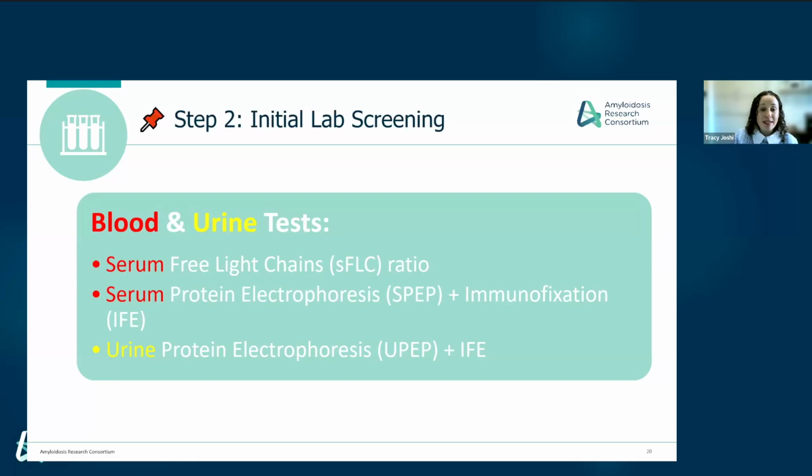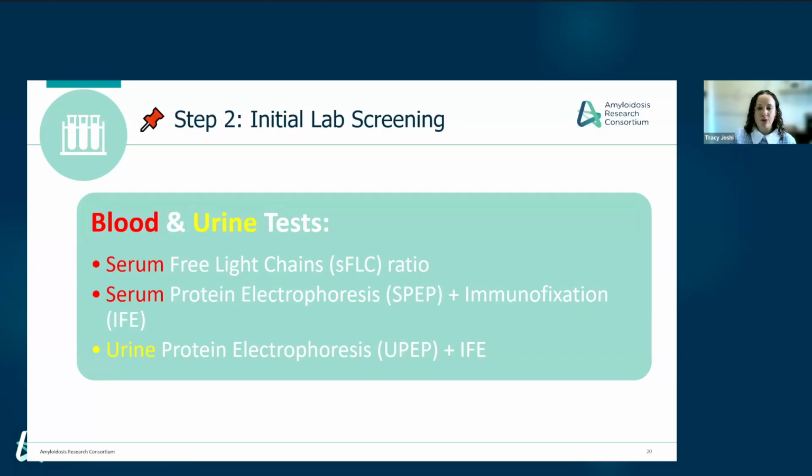Serum protein electrophoresis, or SPEP, and immunofixation electrophoresis is a laboratory test that analyzes the different proteins in the blood to identify abnormal antibody production. Immunofixation further pinpoints the specific abnormal proteins that may suggest an underlying plasma cell disorder. This test looks for M proteins, which are abnormal proteins found in the blood. M proteins are a sign that plasma cells are misbehaving and producing excess light chains.